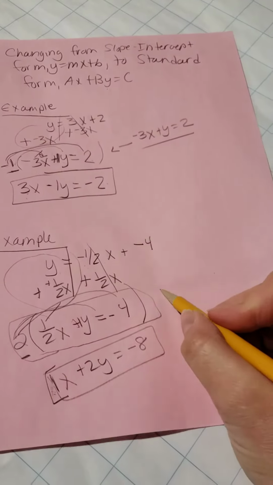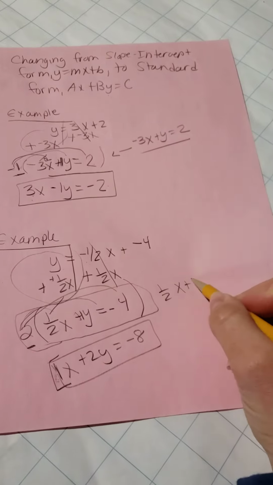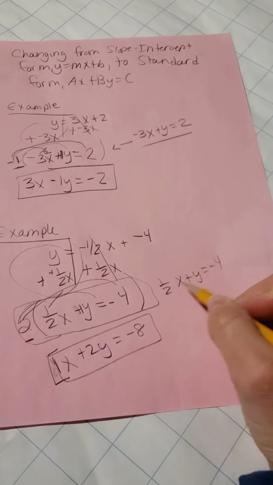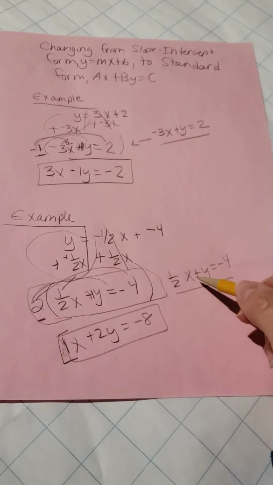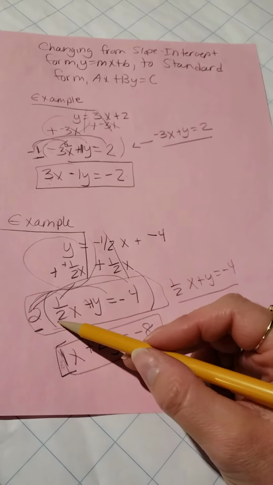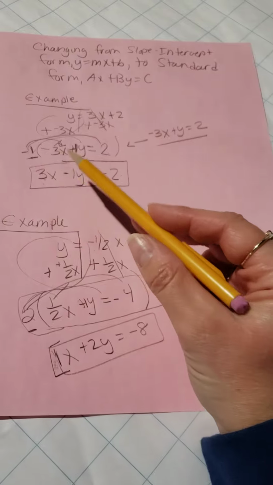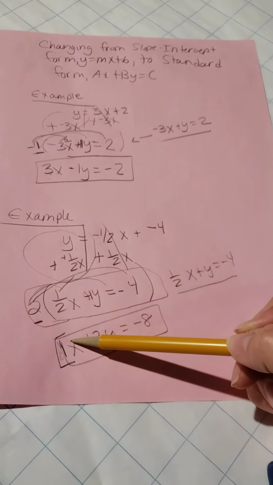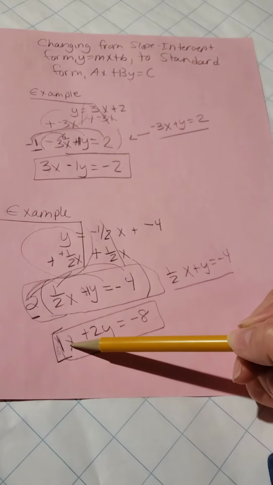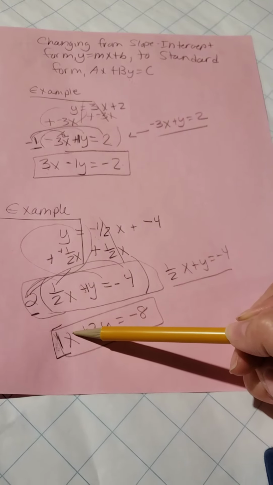For me, I am fine with the 1/2 x plus y equals negative 4. Okay, for our purposes, that will get you where you need to go. But again, next year, they don't like fractions. So they didn't like negatives in the a value, and they didn't like fractions in the a value. And again, the a value is just the number that's with the x.